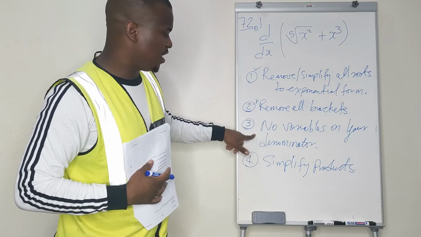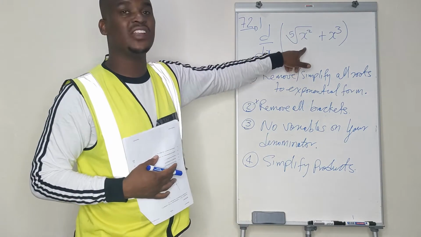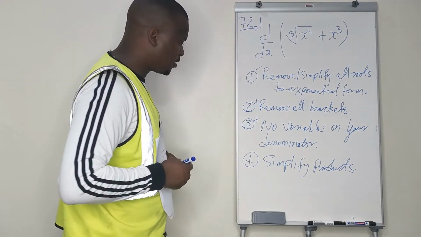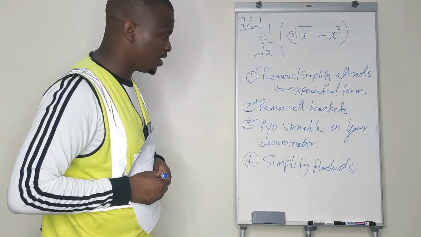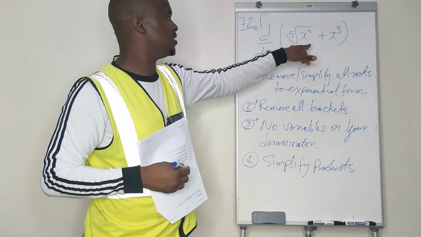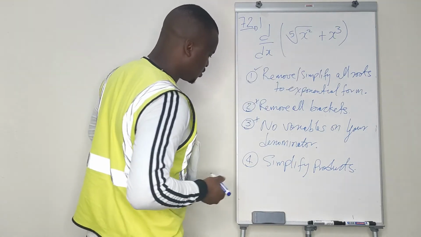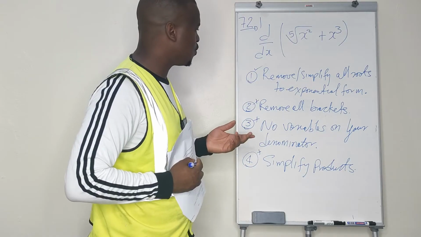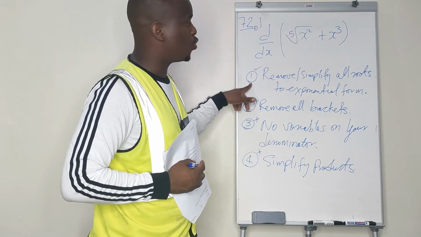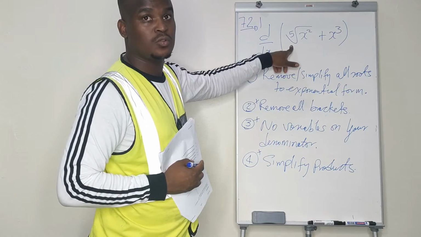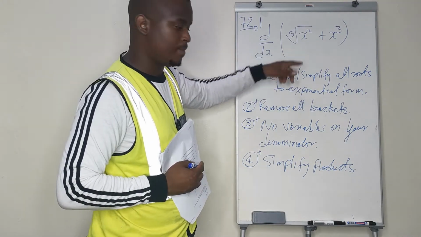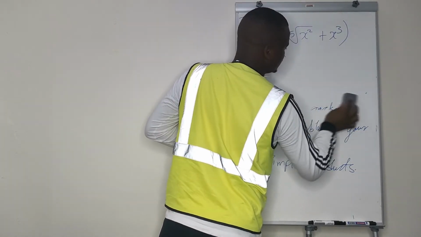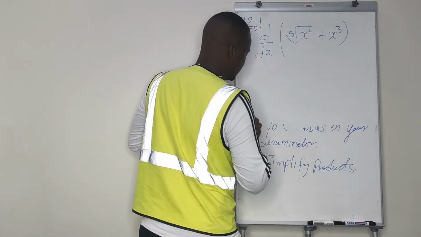No variables on your denominator. We don't have any denominator there. So this also does not work. The fourth one, simplify all products. We don't have any products inside here. So this also does not work. So the only one that works is the first one. So we'll have to simplify this to some sort of exponential form. So let's go and do that to simplify the fifth roots that we see there.